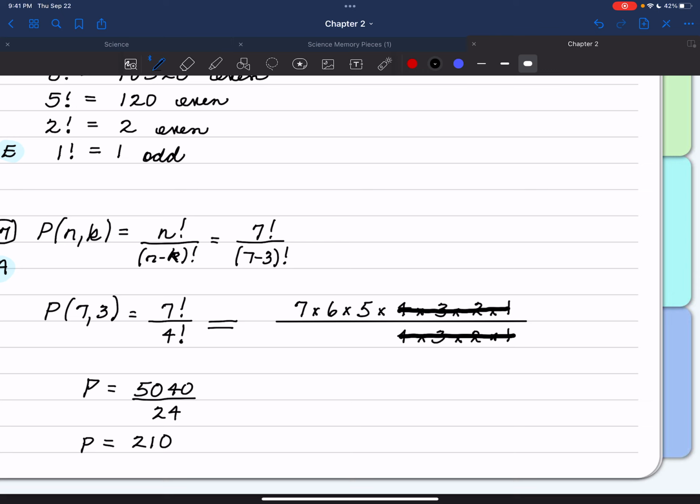And guess what it's going to be? 210. And I hadn't even thought of showing you that until I saw these answer choices. And that made me realize I haven't shown you how that formula actually works out mathematically. So at some point, you have to divide in this permutation formula.